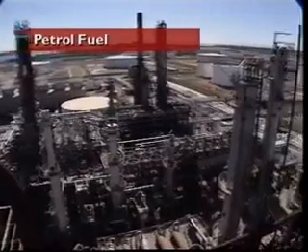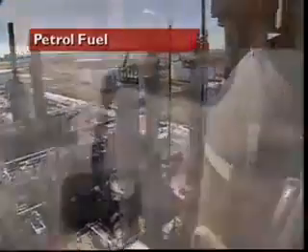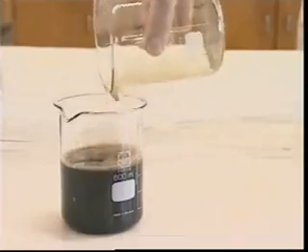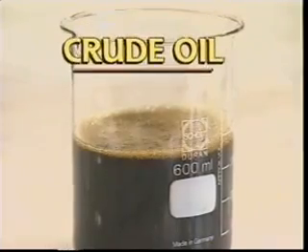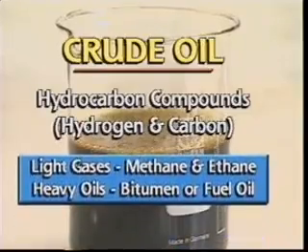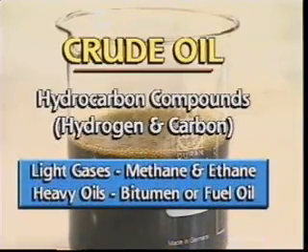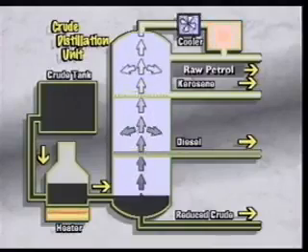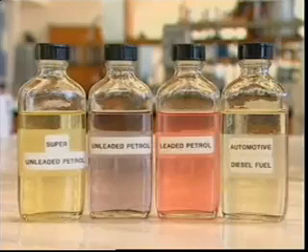This section examines petrol fuel. Petroleum or crude oil is taken out of the ground as a mix of impurities and highly flammable compounds of hydrogen and carbon, called hydrocarbons. It is processed into many products, including petrol and diesel fuel.